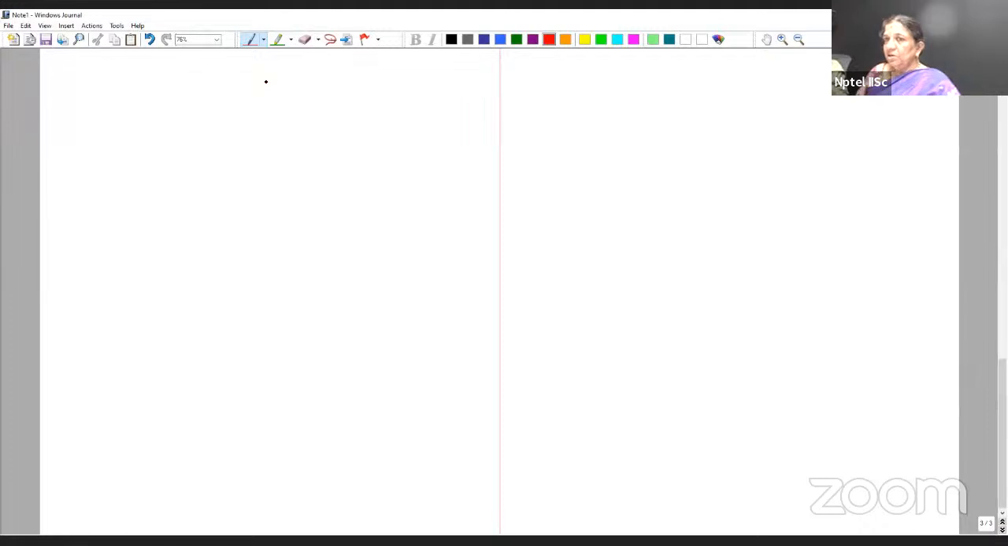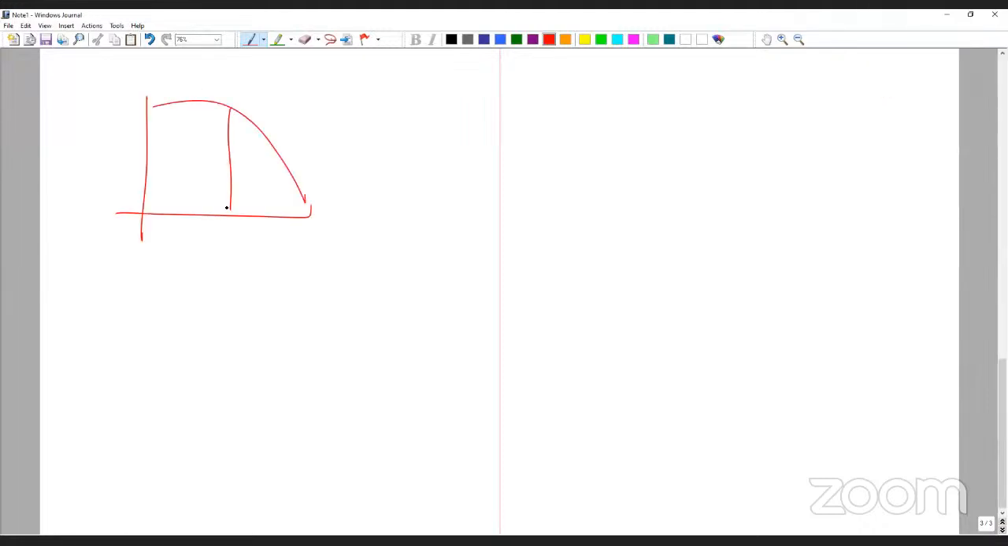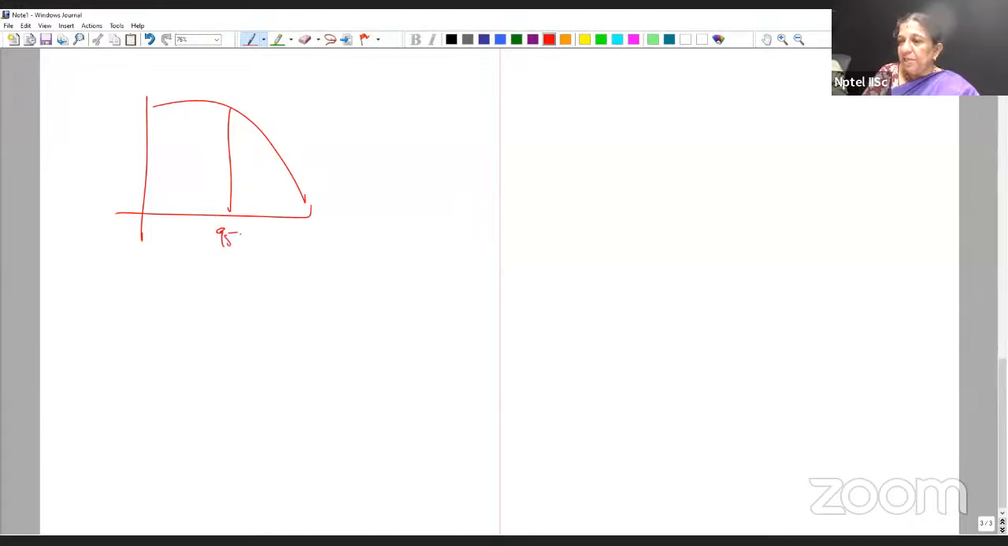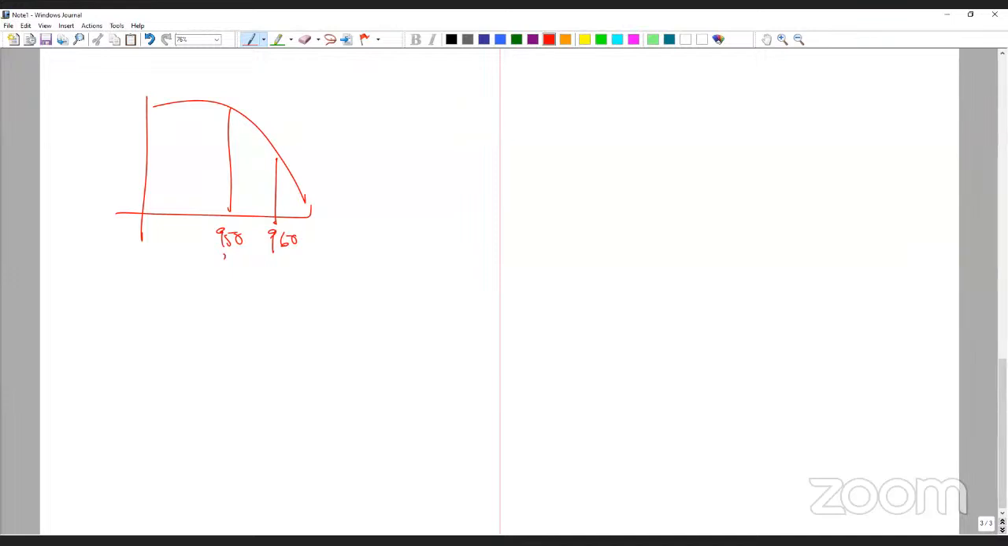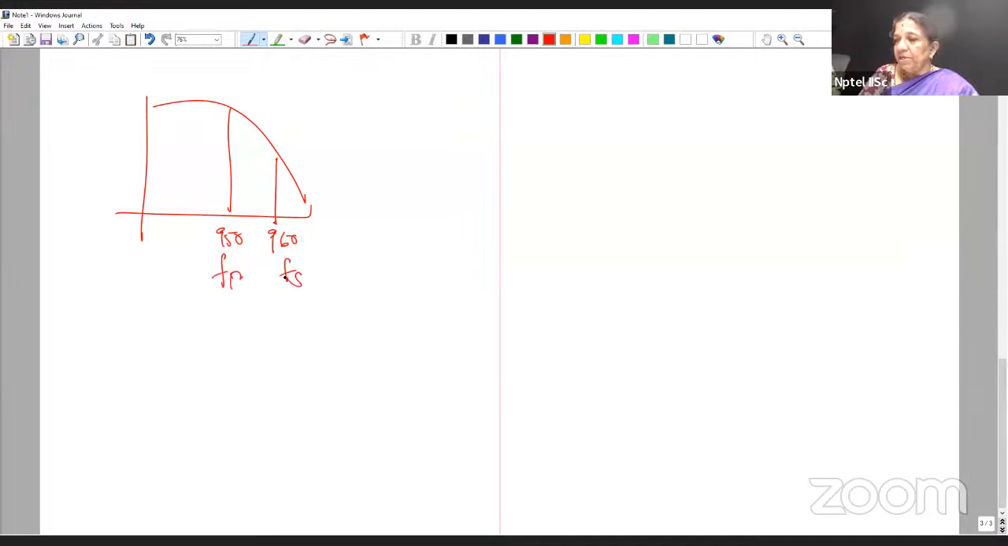Like 950 to 960 band. So this is 950 and this is 960, correct? Yes. This is your pass band, this is the stop band, and then you have to give the thing.